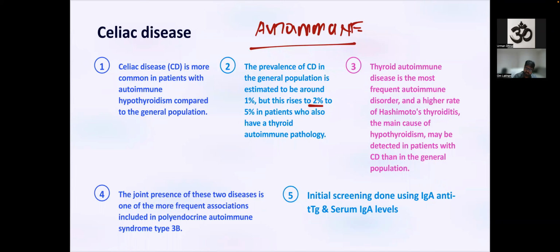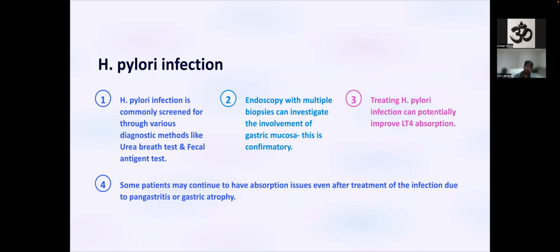So how do you screen for celiac disease? You do IgA anti-tTG and serum IgA levels. These are done for screening for celiac disease. And if these tests are positive, you should consider sending the patient to a gastroenterologist for doing a D2 biopsy. So celiac disease is a very, very important condition you should rule out in your patients with refractory hypothyroidism. Again, a very important cause is H. pylori infection.